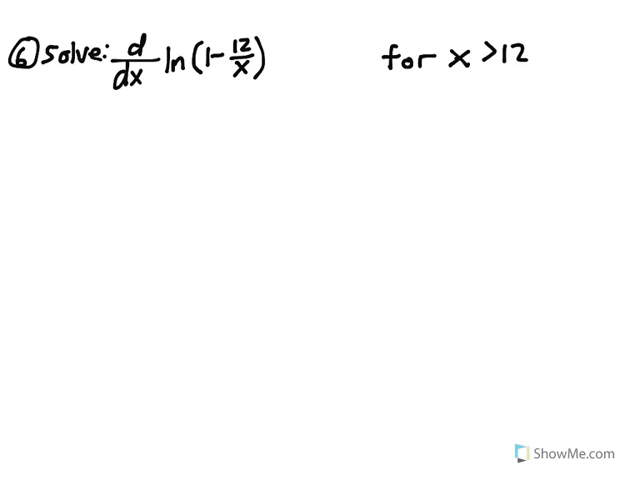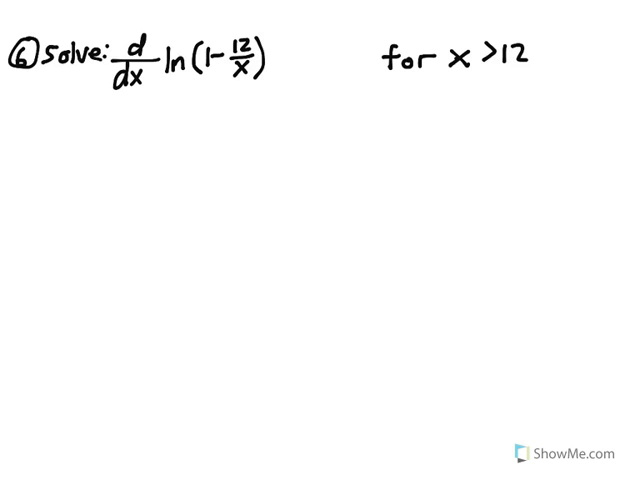Alright, let's start with this one. Find the derivative with respect to x of the natural log of the quantity 1 minus 12 over x, and we're going to restrict the domain to x greater than 12. The reason we do that is because if you put numbers x less than 12 in here, then you end up with a negative number inside the natural log, and the natural log of negative or non-positive numbers is undefined. So this function only exists where x is greater than 12. Okay, let's go about doing this.